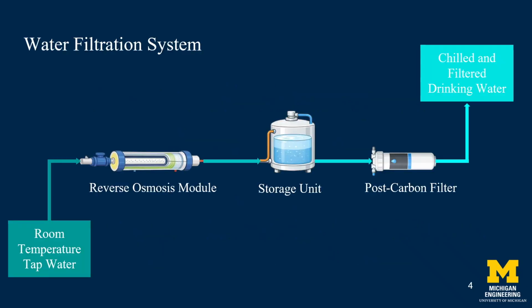The system is intended to be placed in a standard house, accepting mainline room temperature tap water as the input. The system consists of a reverse osmosis module, storage unit, and post-carbon filter, which work together to provide an output of chilled and filtered drinking water to the residents of the home.